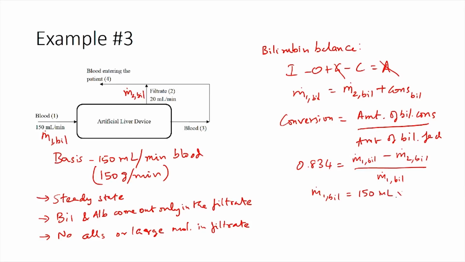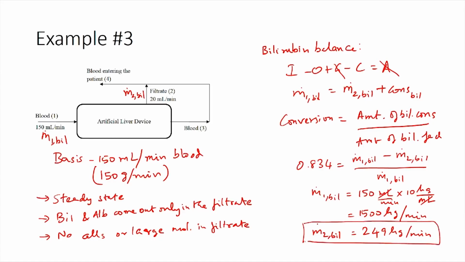So, using this we can calculate M2 bilirubin, because we know the value for M1 bilirubin to be 150 ml times 10 micrograms per ml, which is the concentration of bilirubin in the blood entering. So, this is 1500 micrograms of bilirubin entering the system. Substituting this value, we can calculate the amount of bilirubin which is leaving the system as 249 micrograms per minute. The 150 is ml per minute, I am sorry, and this is microgram per minute. And with this we have the amount of bilirubin which is leaving the system.